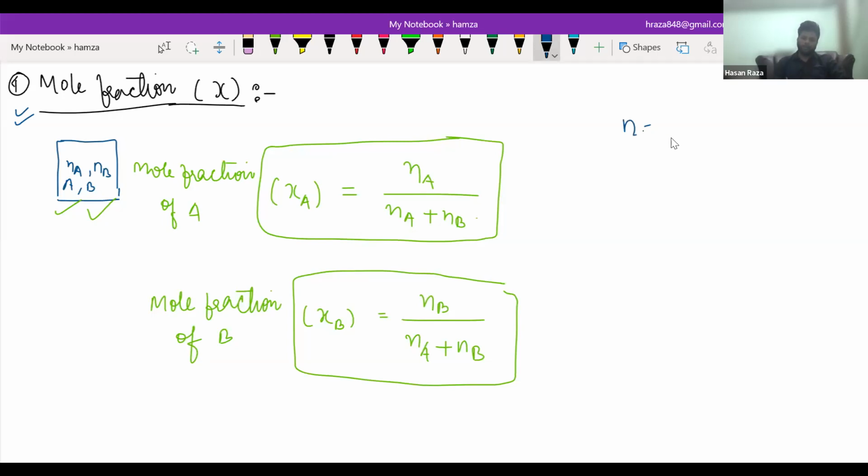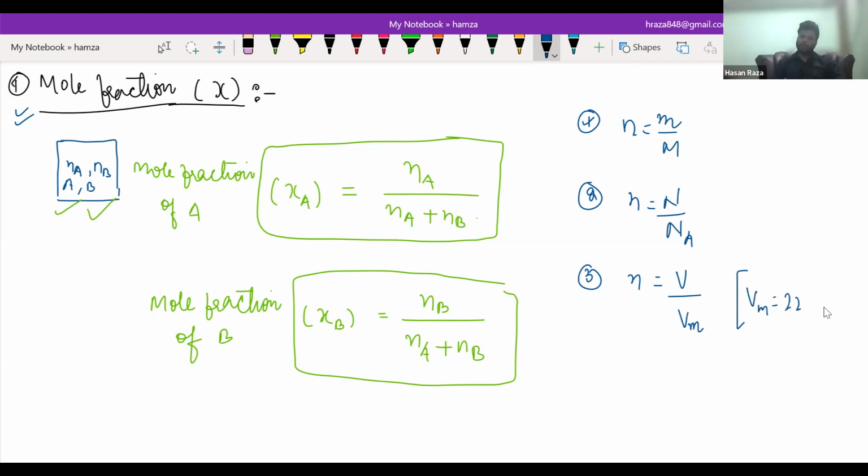Number of moles, we have three formulas for it. The first formula is given mass upon molar mass. The second formula is given number of particles upon Avogadro number. The third formula is given volume upon molar volume. You should know that molar volume is 22.4 liter, or in some books it is given as 22.7 liter.